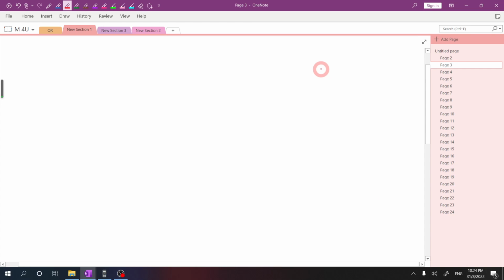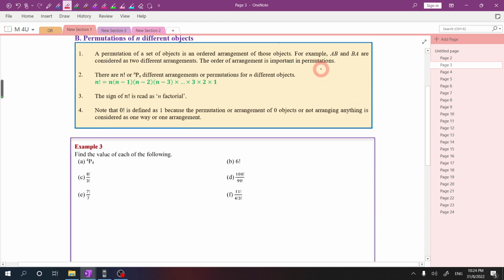Okay, before I show you some examples on permutation, let's look at this guy first. N factorial. What does this mean? N factorial is just defined as n times n minus 1 times n minus 2 times n minus 3. Keep on multiplying until you reach 1. This might look a little bit complicated, right? Let me give you some examples.